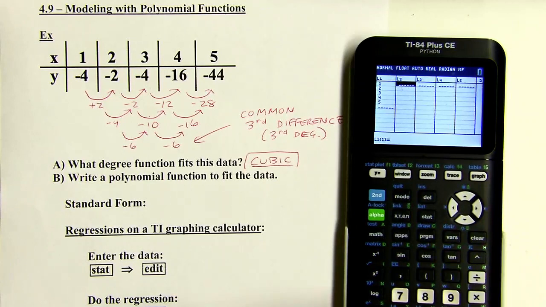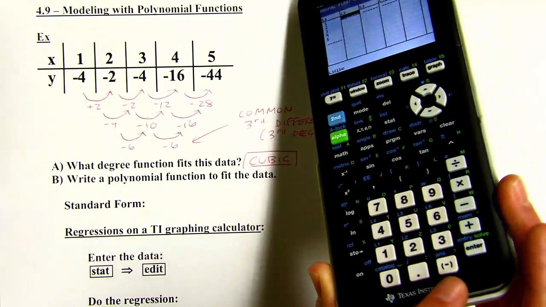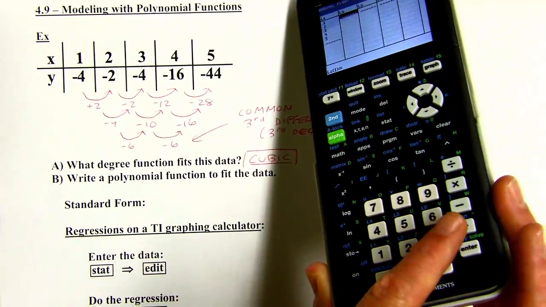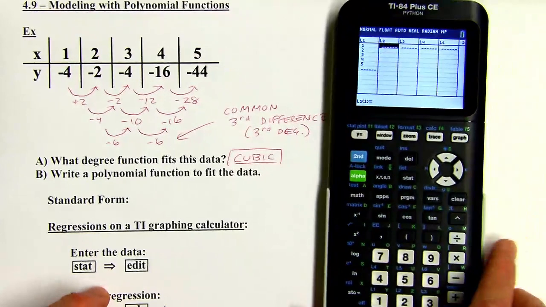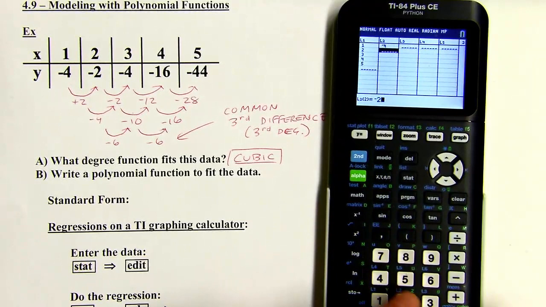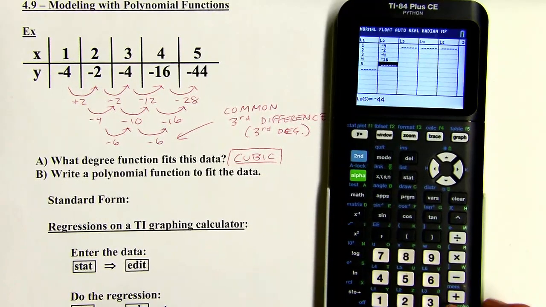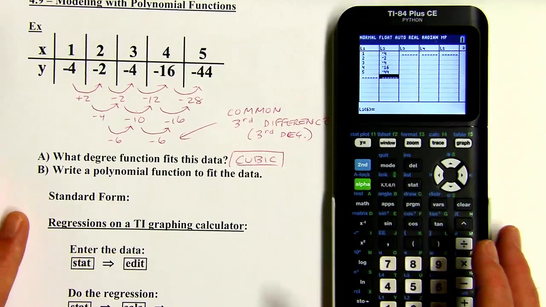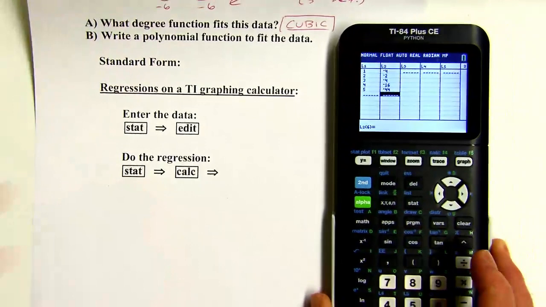And I'll do the same thing with the y's. And make sure when you do the y's, since they're all negative, you use this negative button. Don't use the minus button. We're not subtracting anything. We're just saying that these values are negative. Okay? So -4, -2, -4, -16, and -44. Okay? Now I've got my XY table stored in my calculator.